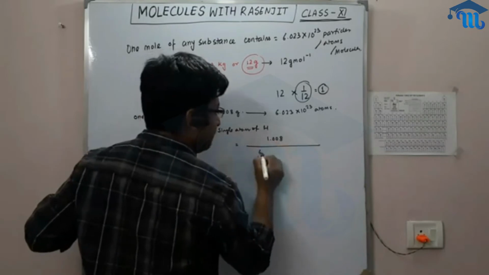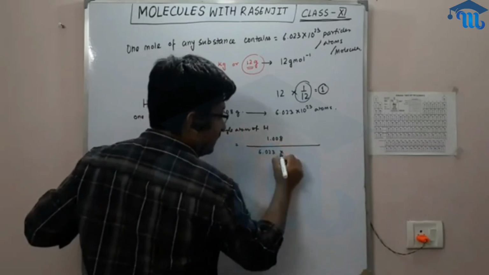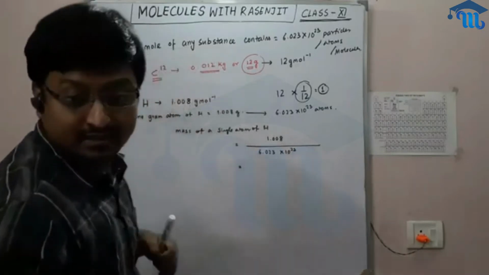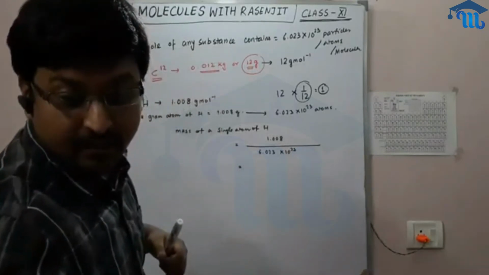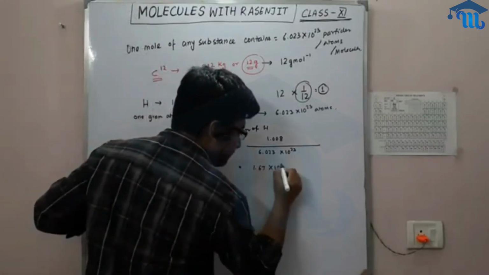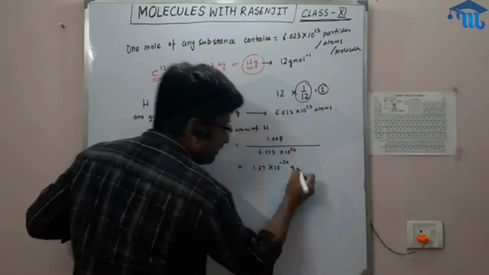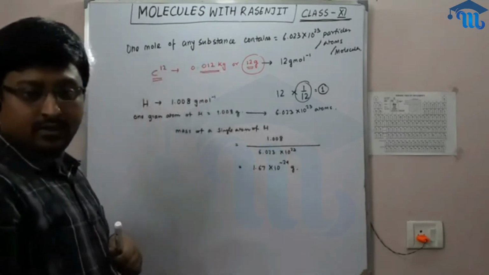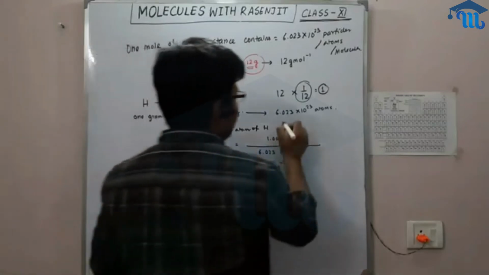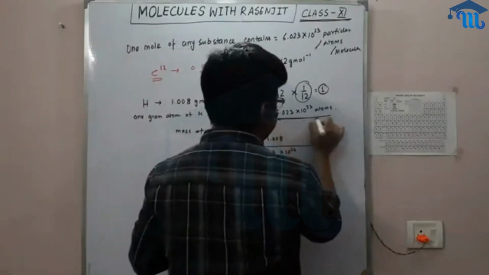1.008 divided by 6.023 into 10 to the power 23. So how much is this coming? Let me check the answer. It is coming 1.67 into 10 to the power minus 24 grams. Now this number is known as the Avogadro number, as I said.